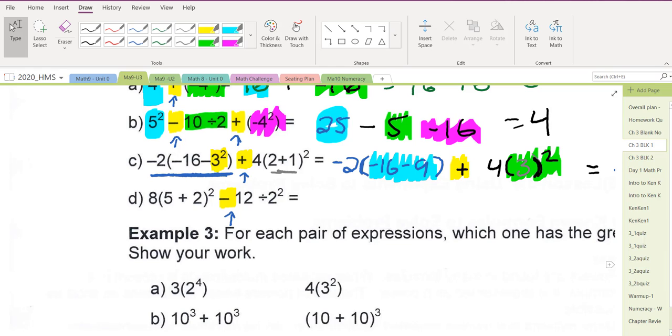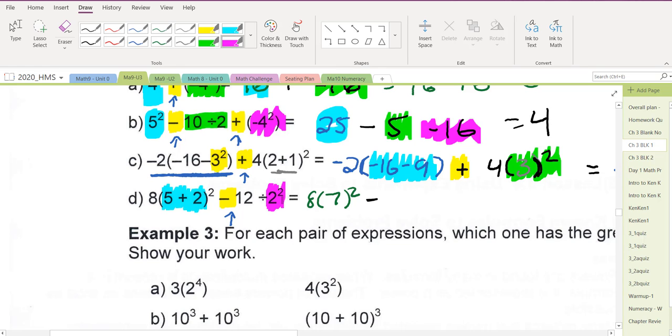So the more practice you do, the more you get to see how this thing chunks, and then it makes it easier. It's like, okay, I'm going to do this chunk first, and I'm going to do that chunk second. So I'm going to do this next one now. Looking to the left of the subtraction, we want to do the stuff inside the brackets first. 5 plus 2 is 7. So we have 8 times 7 squared. Then we have our minus sign.